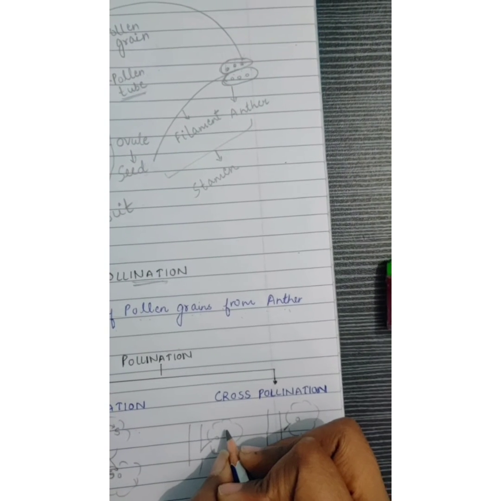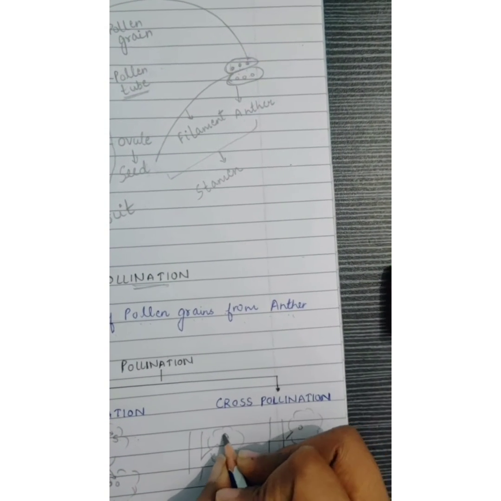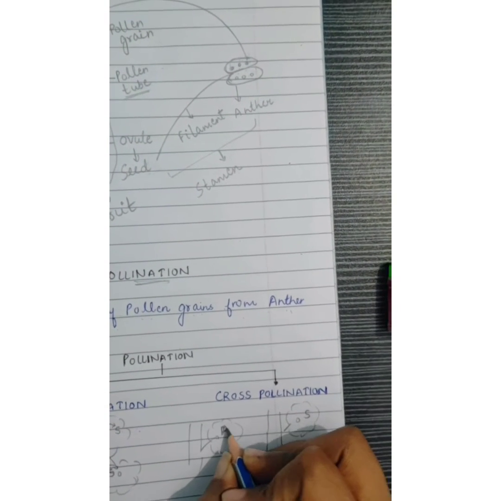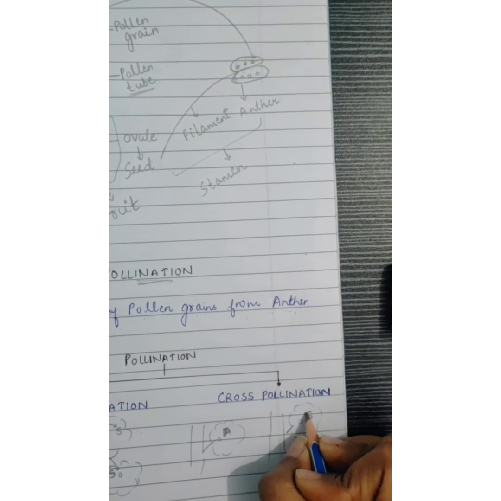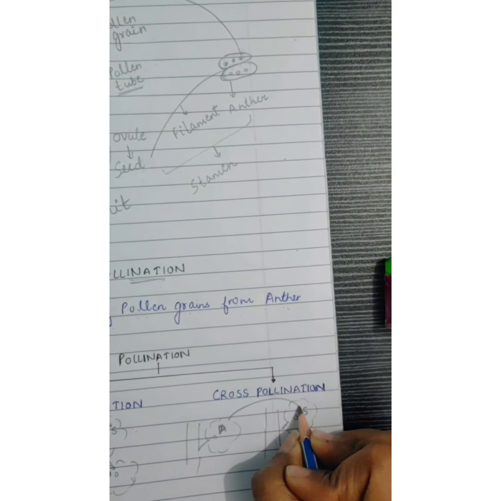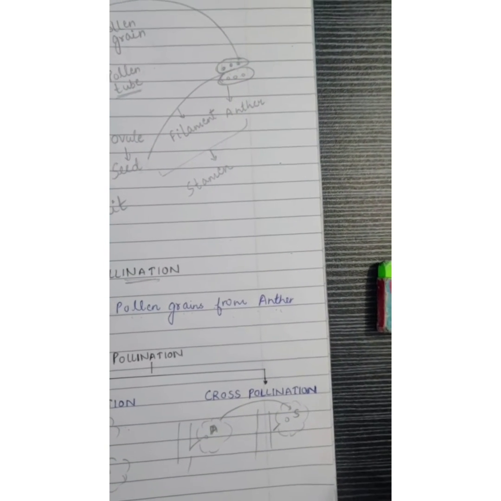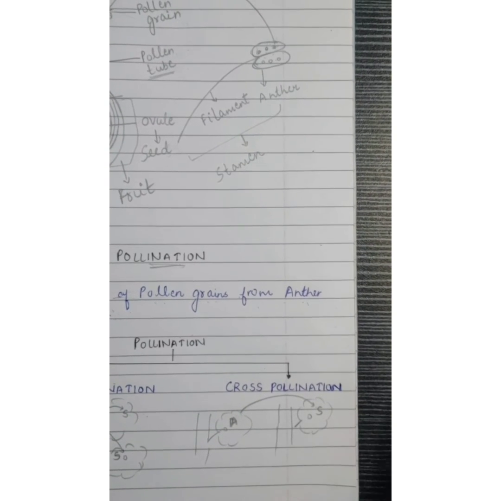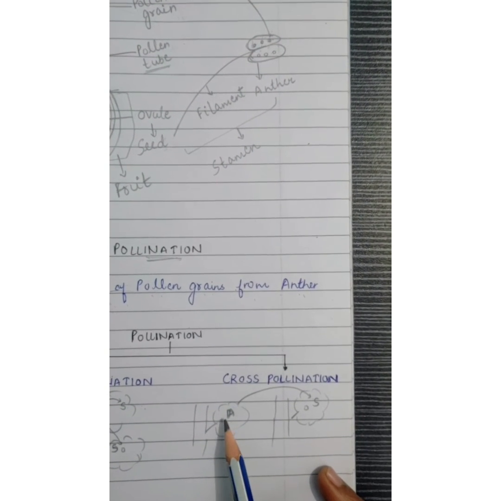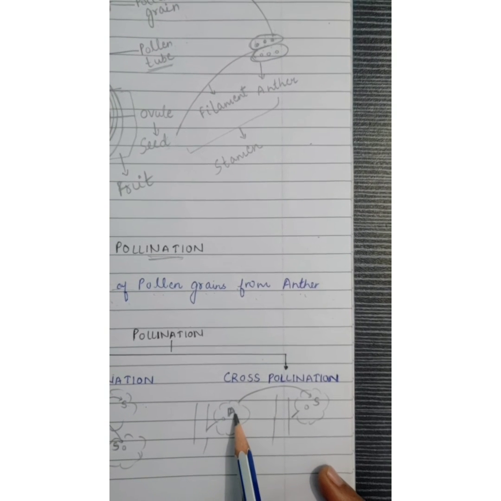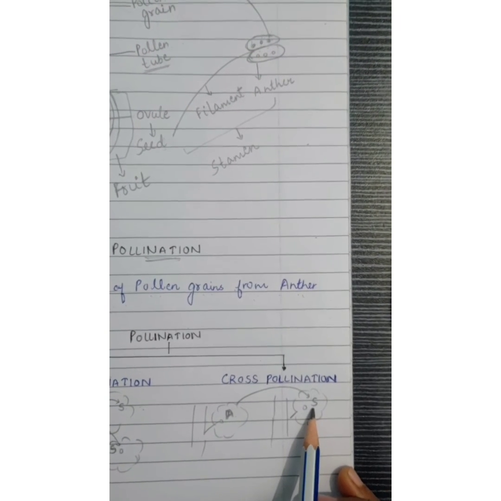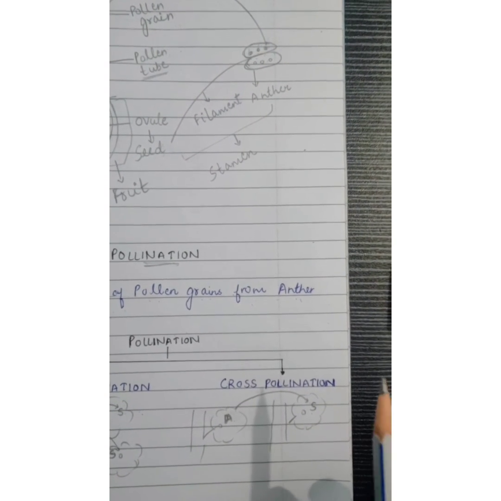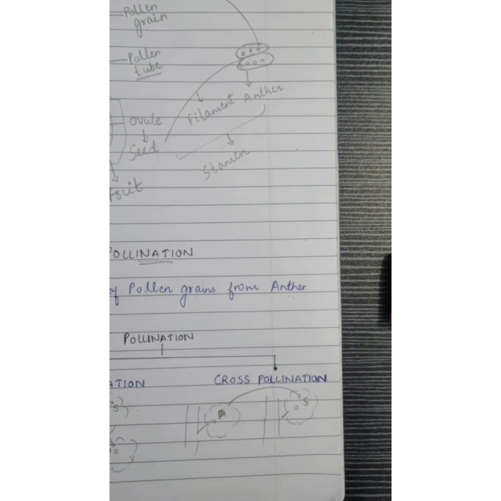If the pollen grain transfers from the anther of one flower to the stigma of another flower on another plant but of the same species, that is known as cross-pollination.